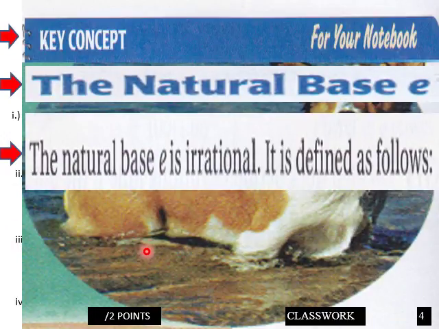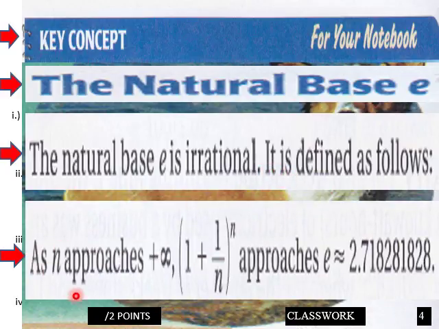Okay, key concept, natural base e. Natural base e is irrational. It is defined as follows. As n approaches positive infinity, 1 plus 1 over n to the nth power approaches e, approximately 2.718281828.